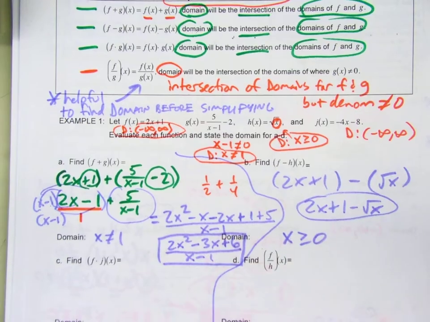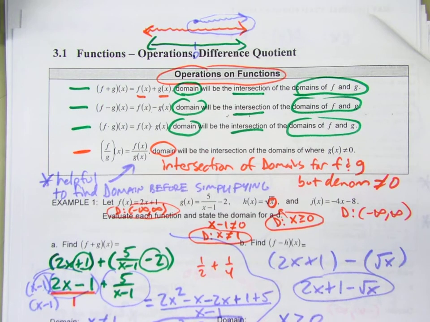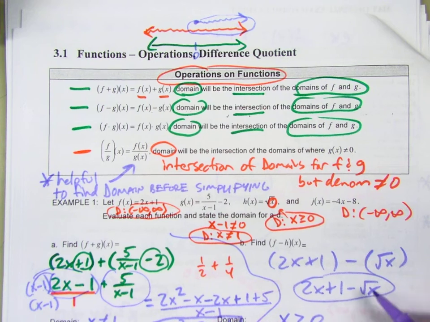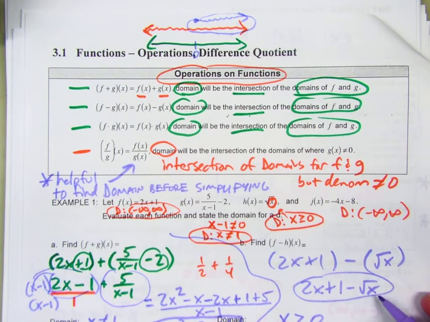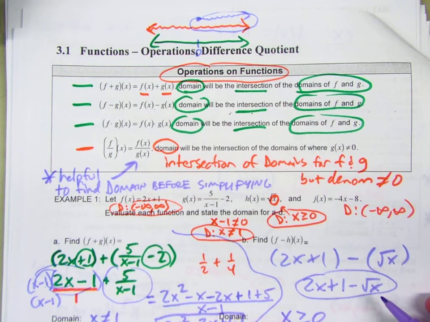Why would it be greater than or equal to? Wouldn't it just be greater than 0? No, because you can put 0 in there. You can take the square root of 0, right? The only time you actually don't want to include 0 ever is if you have a denominator. Otherwise, 0 is going to be okay.